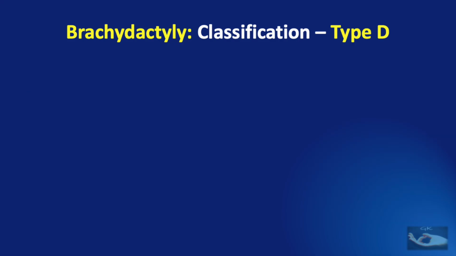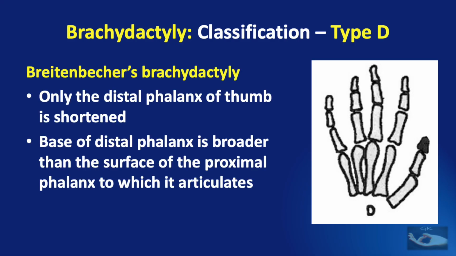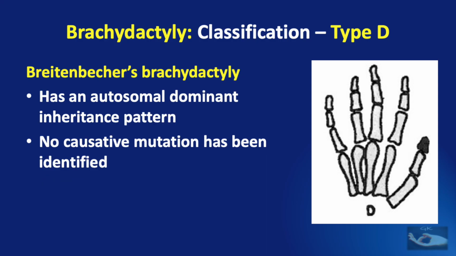Type D brachydactyly is known as Breiten-Becker's brachydactyly. Here only the distal phalanx of the thumb is shortened, and this shortening occurs in varying degrees, may affect one thumb, both thumbs and even the big toe. The base of the distal phalanx is often broader than the surface of the proximal phalanx to which it articulates. This has an autosomal dominant inheritance pattern, but no causative mutation has been identified so far.